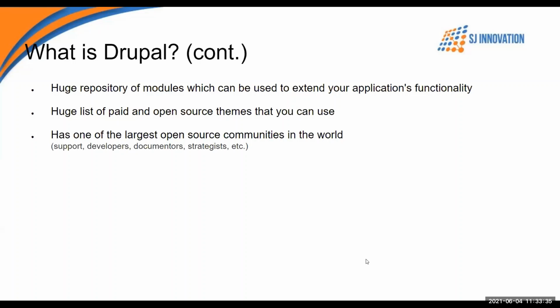Then you have documenters. Drupal has one of the best documentations. If you go on Drupal.org, you will see a huge list of documents. Then we have strategists. This is very important because strategists are people that decide what goes into the Drupal core and how the architecture of Drupal should be built, etc. Okay, let's proceed to the next slide.